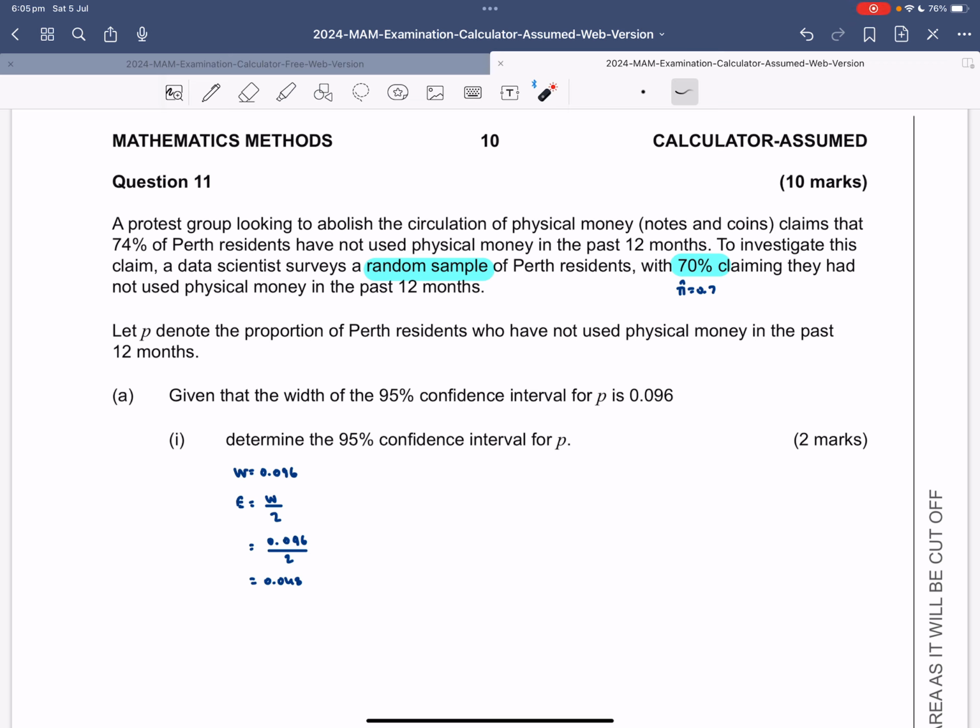So we did have a random sample. A data scientist got a random sample. He found a sample proportion of 0.7, but he knows that there is a margin of error. So that's why he created a confidence interval. The width of the confidence interval was 0.096, which meant that the error was 0.048.